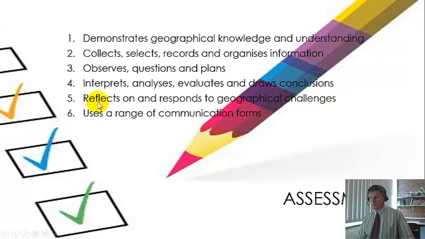Number 5 is a fairly difficult criterion. You're responding to other challenges within your topic. By challenges I mean, for example, in relation to overpopulation, you've got the issue of food security. That's just one issue. Global warming is another issue that will make it harder for an outcome to occur. And lastly, criterion 6, using a range of communication forms, and again that's why I'm encouraging you to use a digital format.